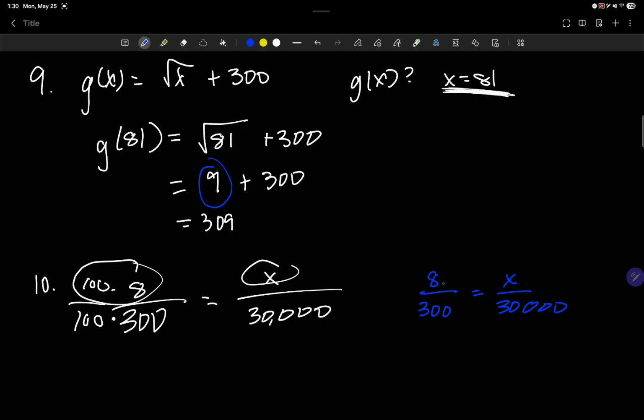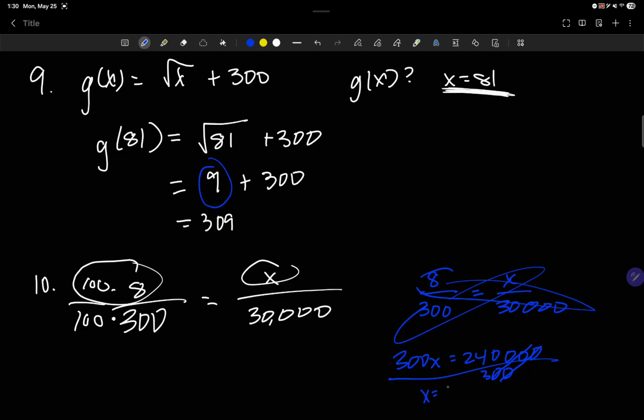I would have thought cross multiply. So 300x equals 24, and then 4 zeros, and then divide by 300. Without a calculator, I get rid of those 2 zeros. That's 8, and there's 2 zeros left over. Well, we know who would have got the first question wrong.